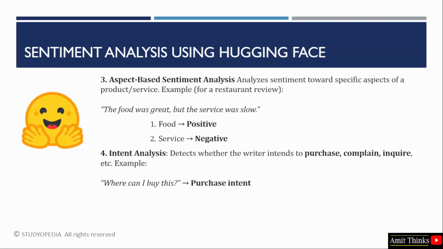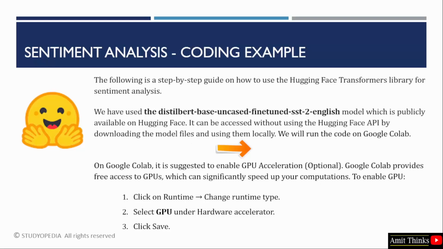So these were the types of sentiment analysis. Now let us see the coding example. In this we will use a public model, so we won't be creating an access token because for public models, as I already told, we don't need it. We will run the code on Google Colab. For efficiency we can also change the runtime on Google Colab, so I'll also show you that with the example. Let us start.